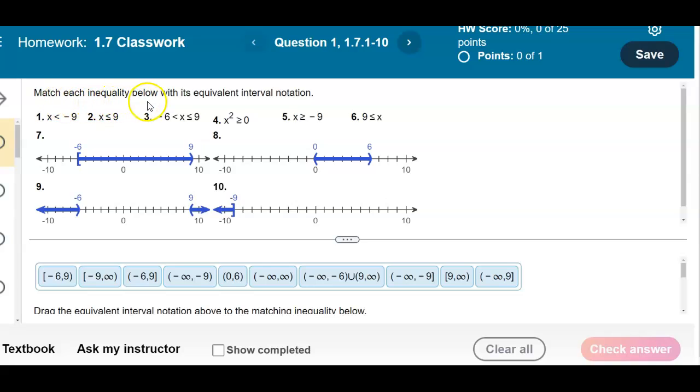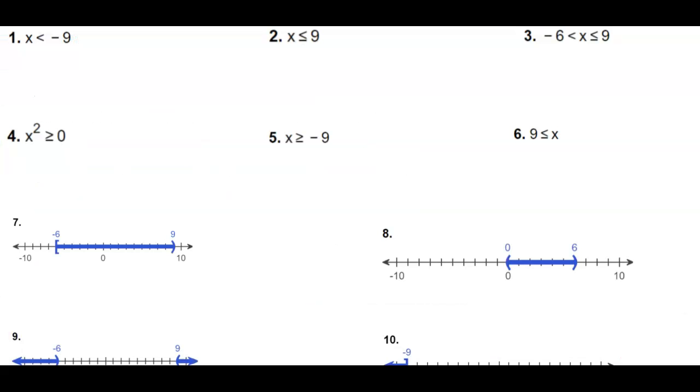Match each inequality below with its equivalent interval notation. So we want to be able to match all of these with each one of these inequalities. So let's go ahead and just graph these so that we know here. The first one says x is less than -9.